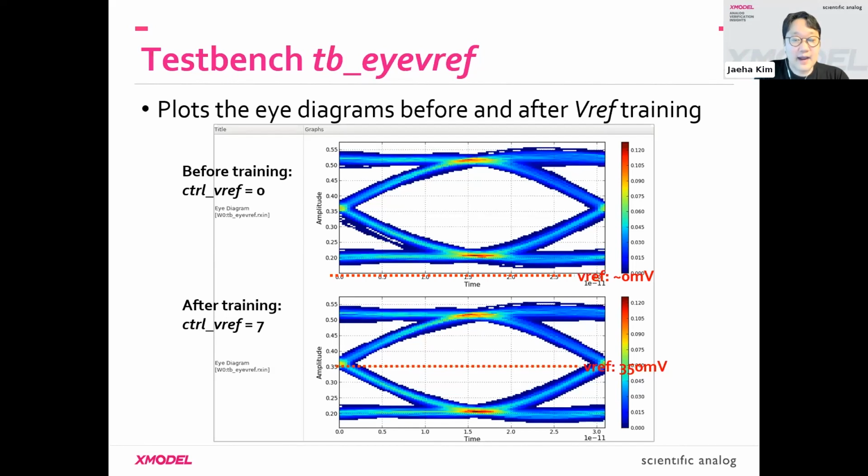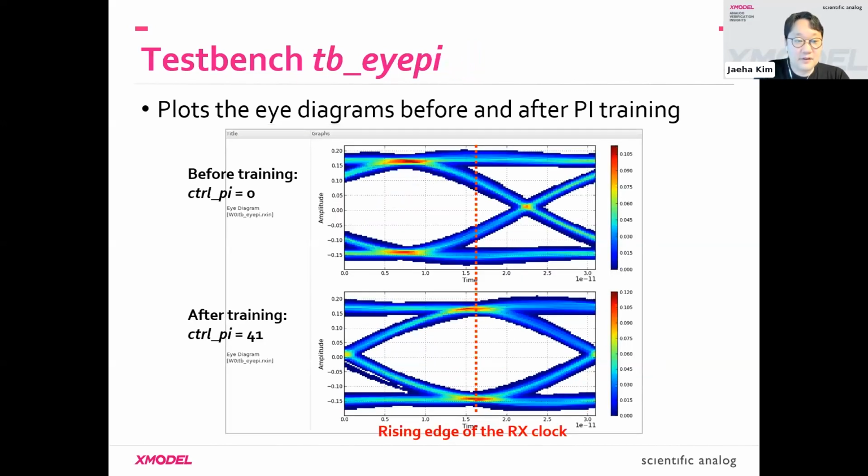So this is the eye diagram after the training. It found the optimal reference voltage level, which is around 350 millivolts, which is not exactly at the center because of the digital quantization, but it's close enough. And also for the timing calibration, it successfully found the center point in the middle.